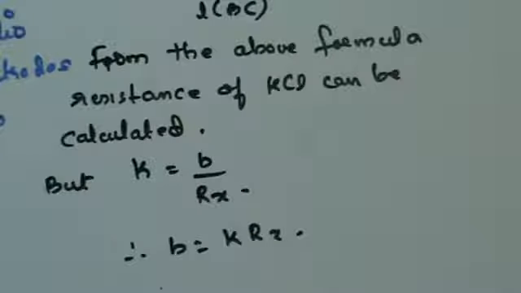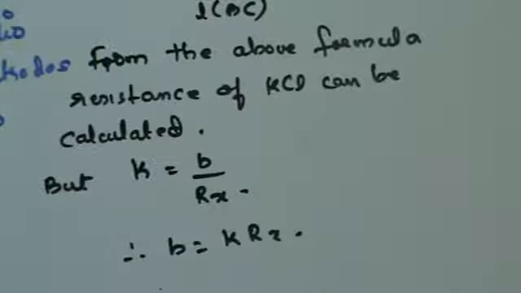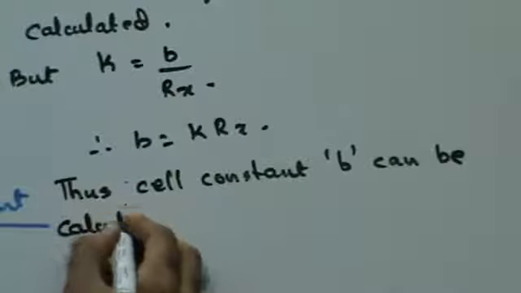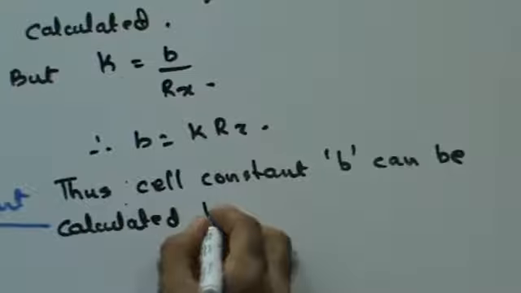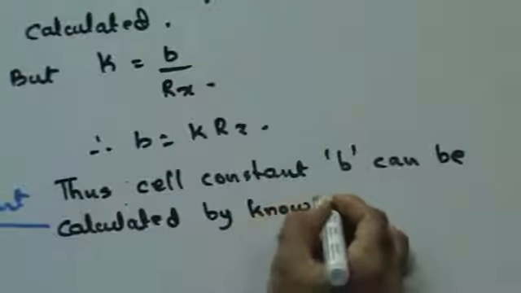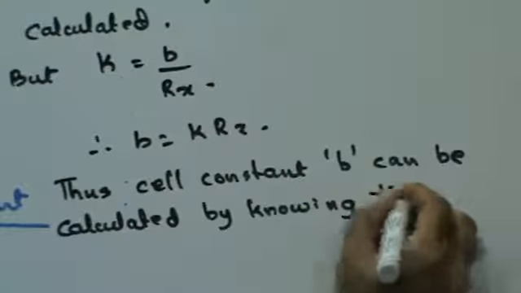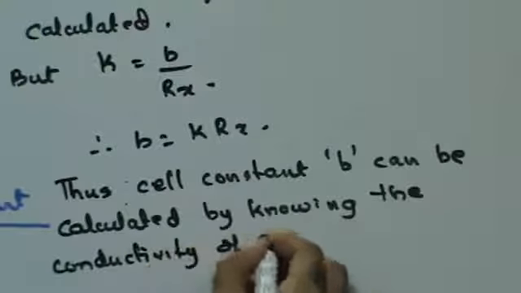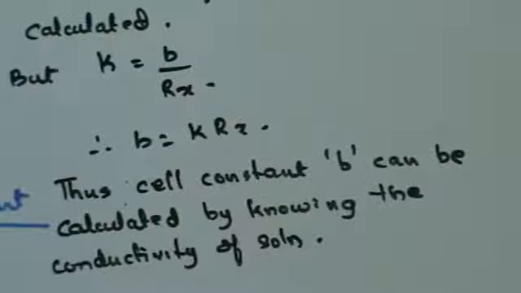Thus the cell constant can be calculated by knowing the conductivity. If K is known to me, the cell constant B can be calculated by knowing the conductivity of the solution. So that's how you can find out the cell constant. Fine, do you get this?